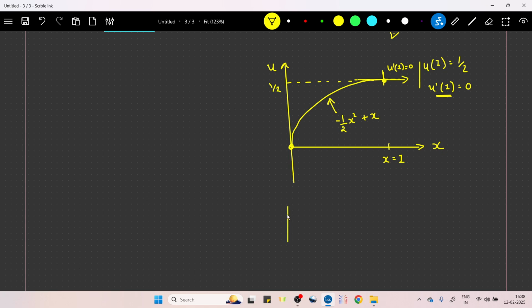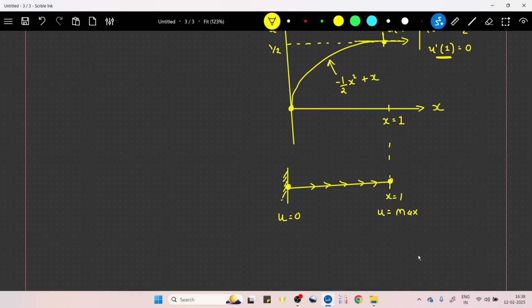Further, in this solution, we know this is our length of the rod, x equal to 1. This is a force. As you can see, here the displacement is 0, and here we get the maximum displacement, right? So if I say u is equal to 0 here, here u is equal to max, which is nothing but 1 by 2. And if I say u dash, or force, is equal to max here, because if you see here the slope is the maximum, so here we get the max force.